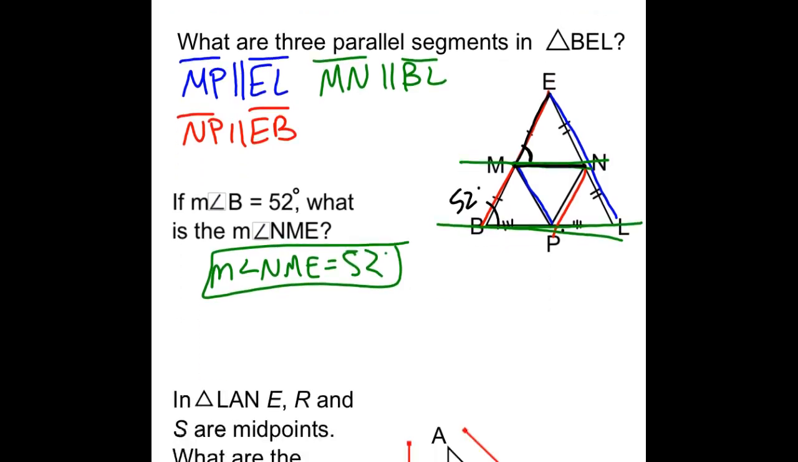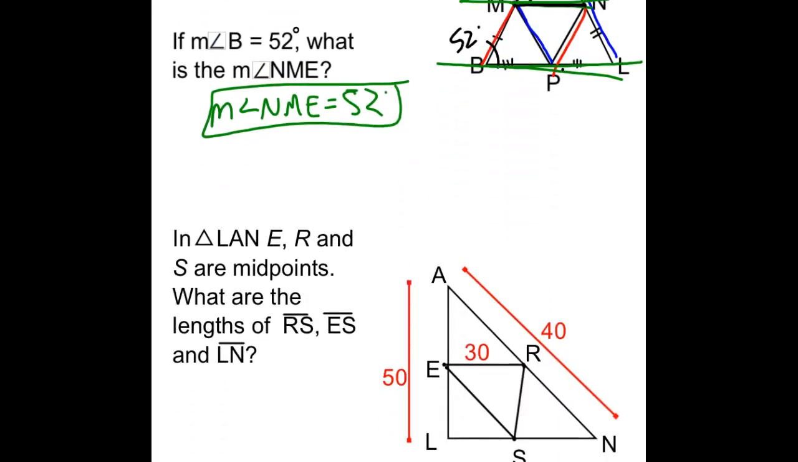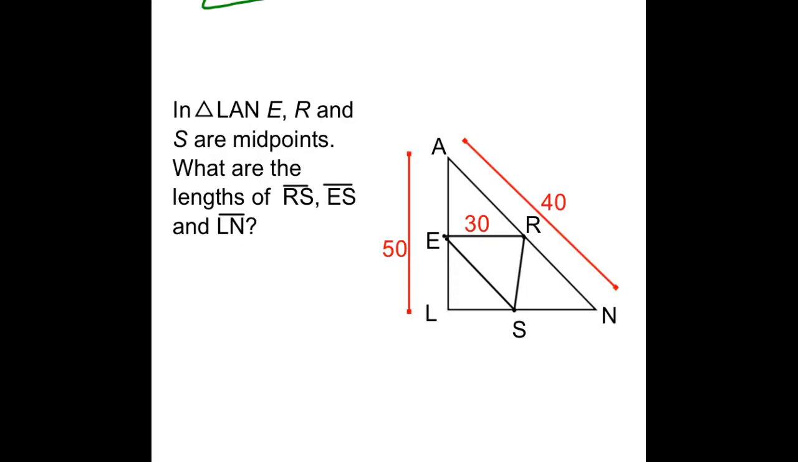So after that, we really focused more on midsegments and midpoints. Here, you can see it's a similar picture. It says in triangle LAN, E, R, and S are midpoints. What are the lengths of RS, ES, and LN? So we're trying to find RS. That's right here. We're trying to find ES, right, in blue. And we're trying to find LN. It's down here in red.